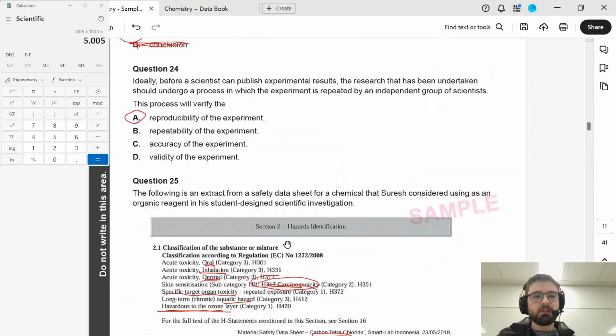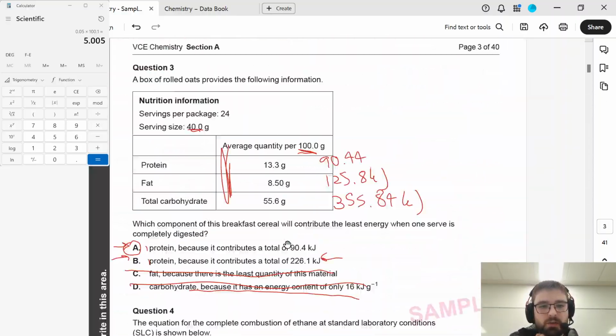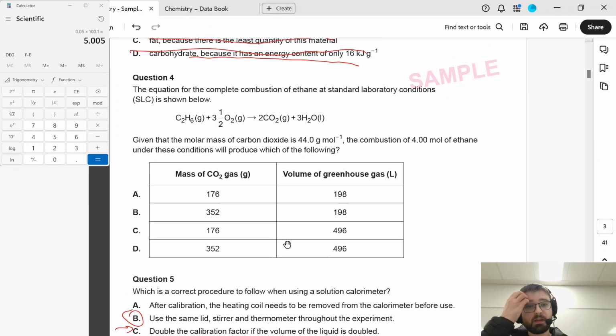All right, let's go back to the top and do those last couple of ones here. Alright, the equation for the complete combustion of ethane at SLC is shown below. Given that the molar mass of carbon dioxide is 44 grams per mole, the combustion of 4 moles of ethane under these conditions will produce which of the following? That's very nice that they give you the molar mass of carbon dioxide. Okay, so I keep pulling out my physical calculator. I'm too used to it. 4 moles of ethane, and it's going to make greenhouse gas.